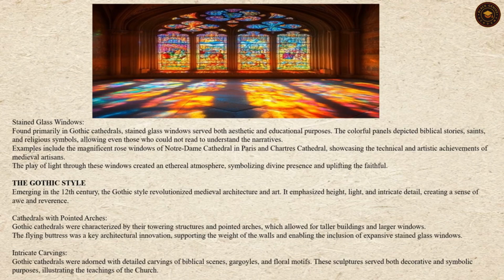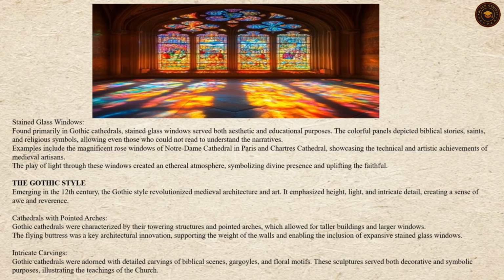The Gothic style. Emerging in the 12th century, the Gothic style revolutionized medieval architecture and art. It emphasized height, light, and intricate detail, creating a sense of awe and reverence. Cathedrals with pointed arches. Gothic cathedrals were characterized by their towering structures and pointed arches, which allowed for taller buildings and larger windows. The flying buttress was a key architectural innovation, supporting the weight of the walls and enabling the inclusion of expansive stained glass windows.